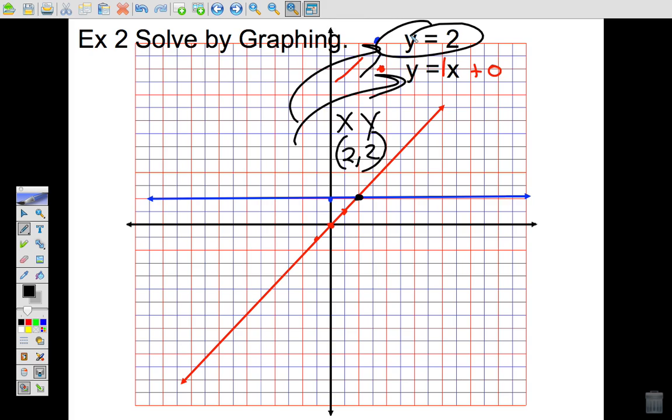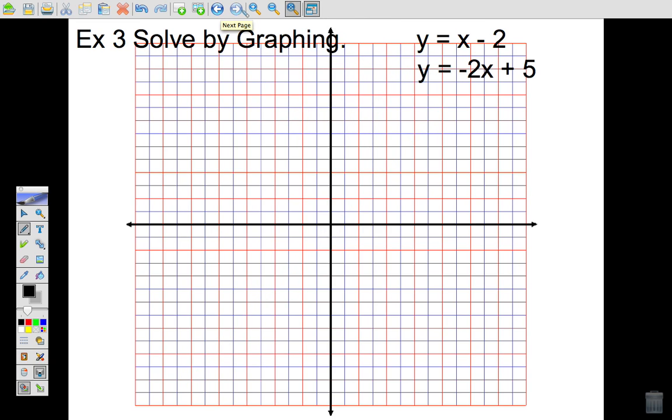Now, you might be asking, will two lines always cross at a definite point like this? So in other words, will they ever cross in between, something like that? And the answer is yes. The equations that you have on this lesson, they're always going to cross at a definite point. Okay, let's do one more.